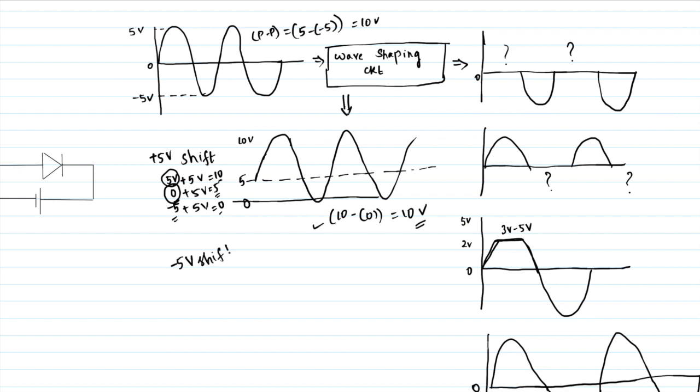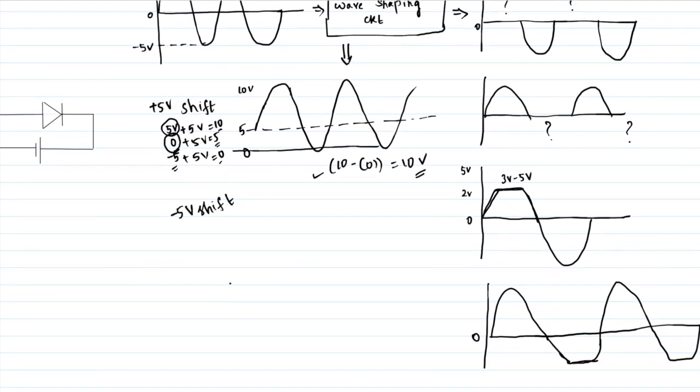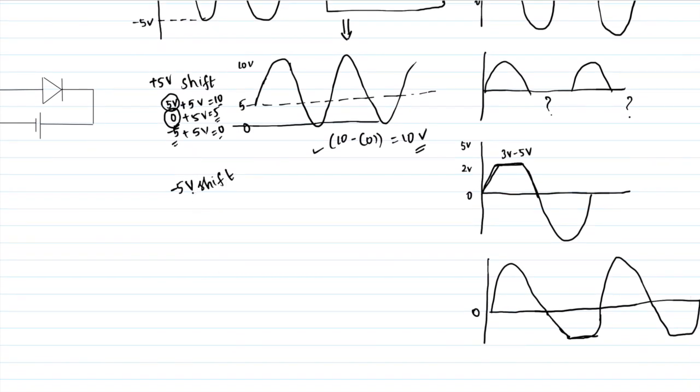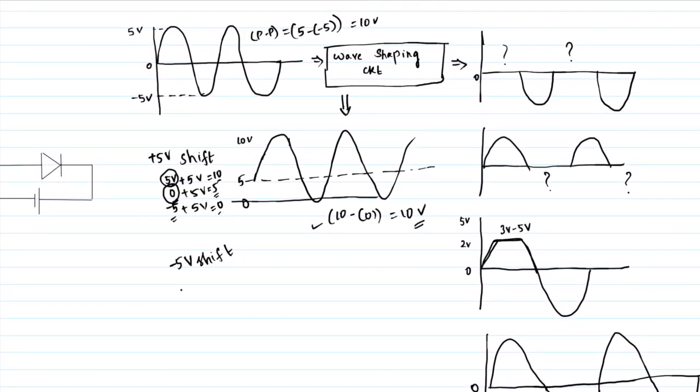Say if you are shifting by minus 5 volt, similarly the positive peak is at 5 volt, the DC level is at 0 and the negative peak is at minus 5 volt for the input signal. So if you are shifting by minus 5, then 5 minus 5 is 0, 0 minus 5 is minus 5, minus 5 minus 5 is minus 10, so the peak to peak is 10 volt.